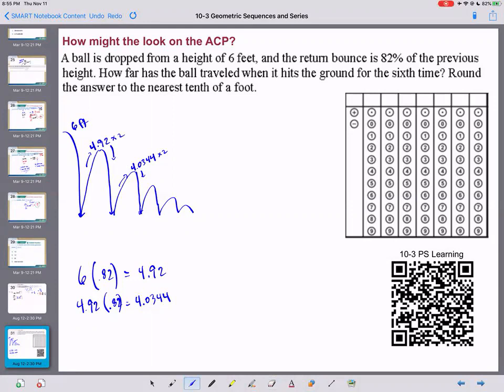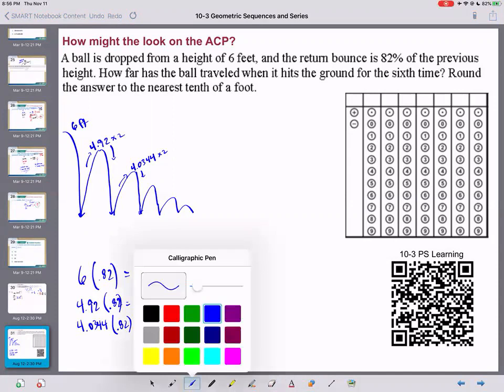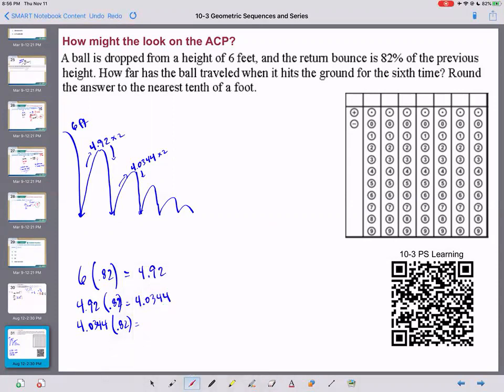So we need to do this a couple more times. 4.0344 times 0.82. And you can see what's happening. Now, if you want to do it using sigma, you have to have everything being repeated the exact same. So what would be tricky on sigma is the first fall of 6 feet isn't the same because it's not an up and down, it's just a down. So what I would do is I would calculate the other 5 bounces.